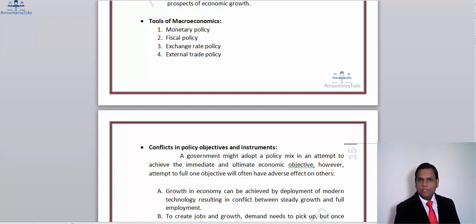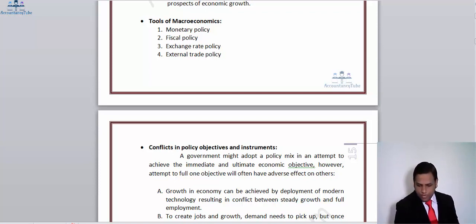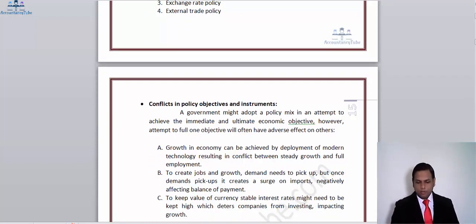Now it might seem very easy from the citizens' perspective to say that governments don't do enough, or that government's policy making is weak. But these instruments, no matter how careful you are, most of the time collide with each other, they go against each other. A few of their collisions are given here as an example. Growth in the economy can be achieved by deployment of modern technology, resulting in conflict between steady growth and full employment.